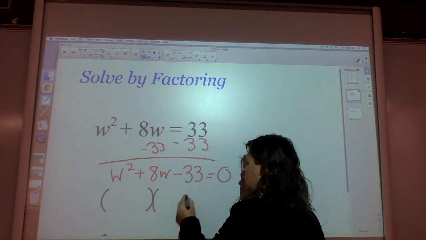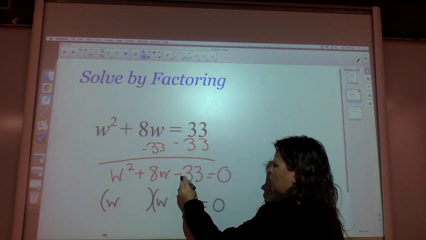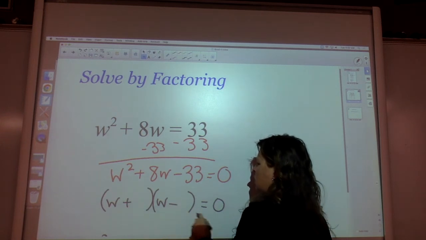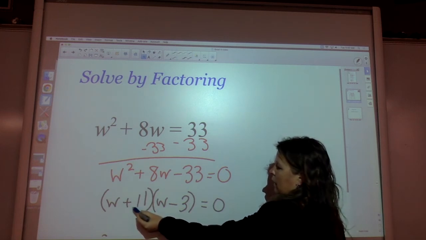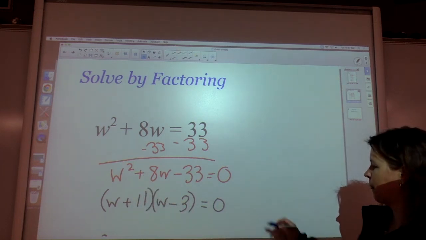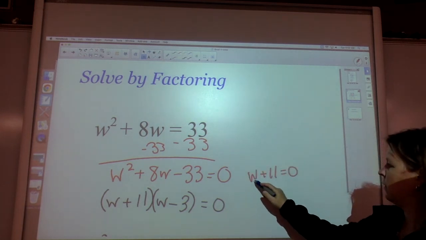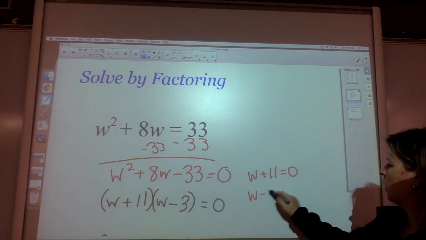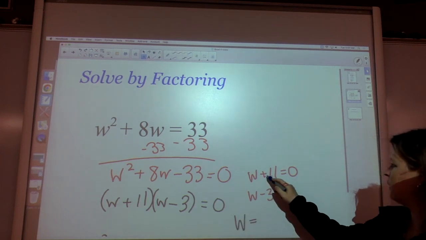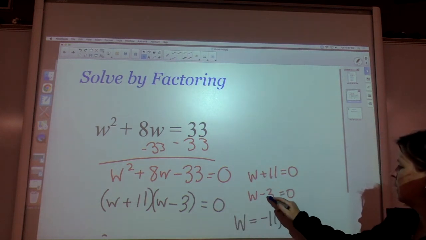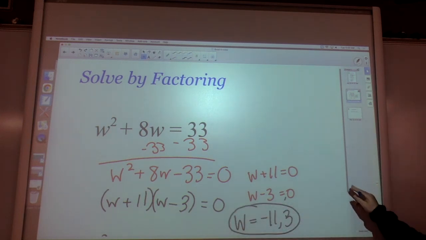Two parentheses, w and w. That's a minus, so I need one of each. And 33 can break up into 3 times 11. Of course, making sure that the 11 is positive to add up to the 8. Set each factor separately equal to 0. Either w plus 11 is 0 or w minus 3 is 0. I can do these in my head if I subtract 11 from both sides or add 3 to both sides. Negative 11 and 3 are my final answers.